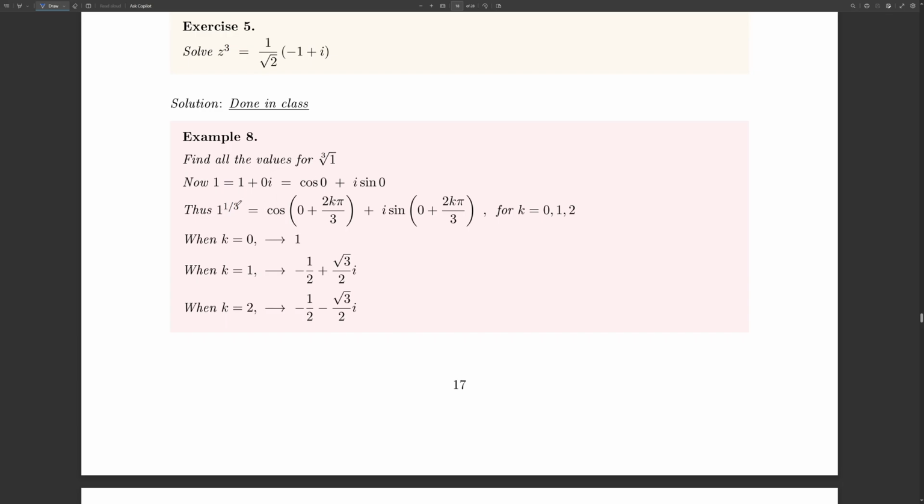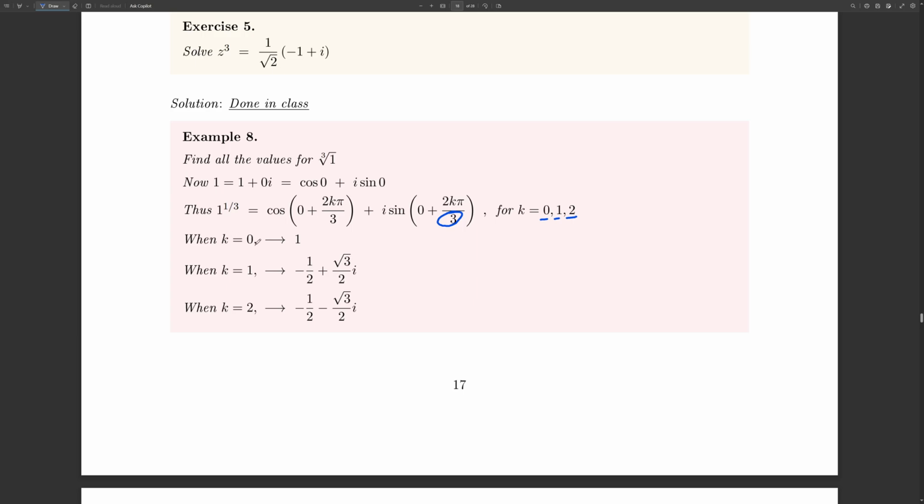So it's 1 to the power of a third, which is equal to cos of whatever the angle is here. So it's 0 here, plus 2k pi upon this n, which is 3 here, plus i sine, same thing, 0 plus 2k pi upon n, which is 3, for k, and we begin here at 0. We put 0, 1, 2. So we need to find 1, 2, 3 roots because it's 3.